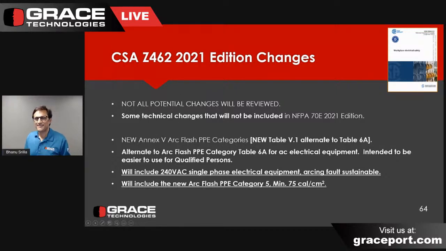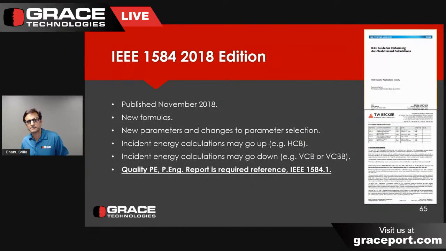So again, this last slide, new table V1, alternate to table 6A, and you'll see it on the slide. The 240 volt single phase electrical equipment arcing fault sustainability is implied through table V1, and that electrical equipment being included. And again, we also used in table V1 the new arc flash category 5, which equates to the low voltage switchgear piece, and the new minimum 75 calories per centimeter squared arc flash suit. Now moving on, because I'm looking at the clock and we got to keep moving, right?